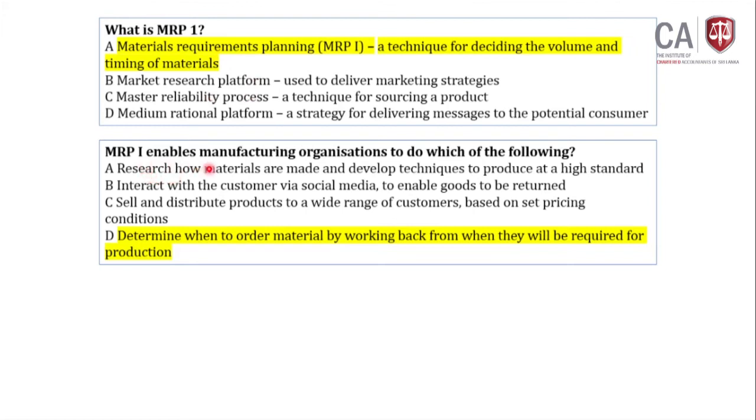MRP 1 enables manufacturing organizations to do which of the following? Determine when to order materials by working back from when they will be required for production. So this is the concept. It's talking about the materials and when they need those materials. The timing is observed in this question.